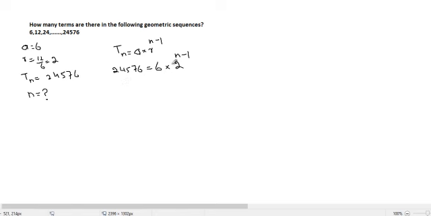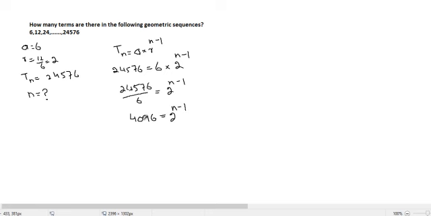And then further we can get this n by first dividing by this 6 on this side. So it will be 2, 4, 5, 7, 6 divided by 6 equals 2 raised to power n minus 1. When we divide this, 6 4s are 24, 6 9s are 54, 6 6s are 36, so we get 4096 equals 2 raised to power n minus 1.